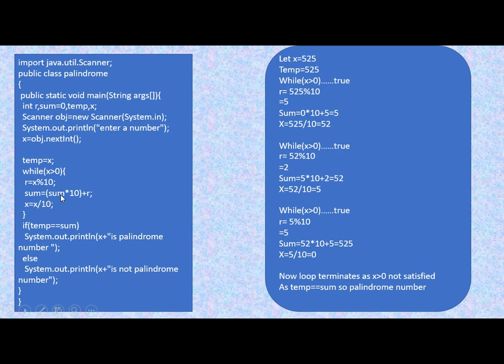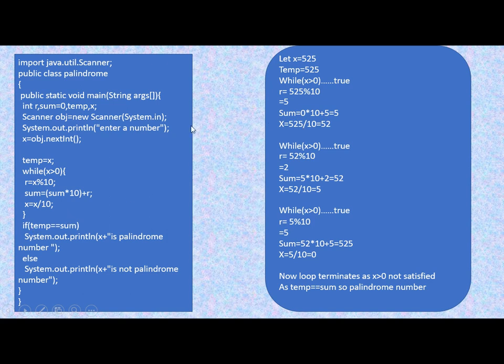Sum equals sum into 10 plus r. The initial value of sum is 0, which we have put here. So 0 into 10 plus r, where r is now 5, gives 0 plus 5, equal to 5. Next, x equals x by 10, so 525 by 10 will be 52. This division operator gives the quotient value.